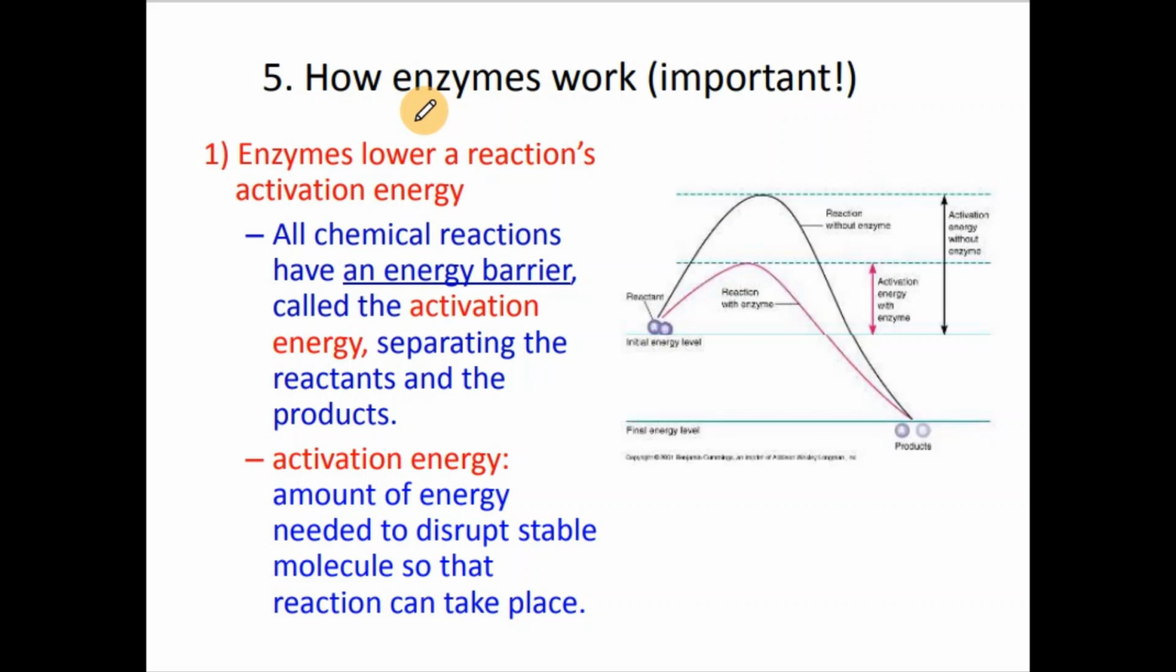Now let's look at how enzymes work. As we said, enzymes work by lowering the activation energy, as mentioned in the previous slide. Let's explain what an activation energy is. Every chemical reaction has an energy barrier, which we call the activation energy, that separates the reactants and the product. The activation energy is the amount of energy needed to disrupt stable molecules so that the reaction can take place.